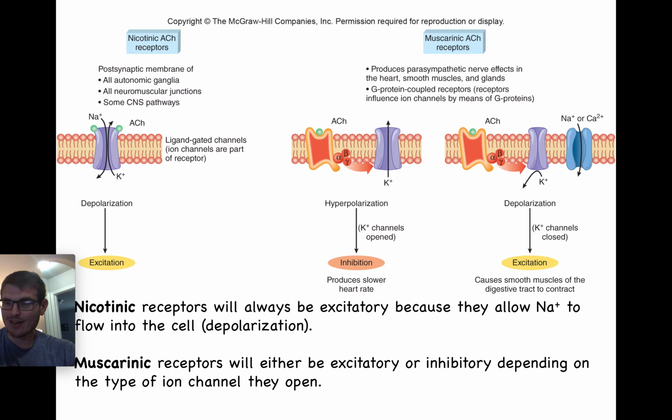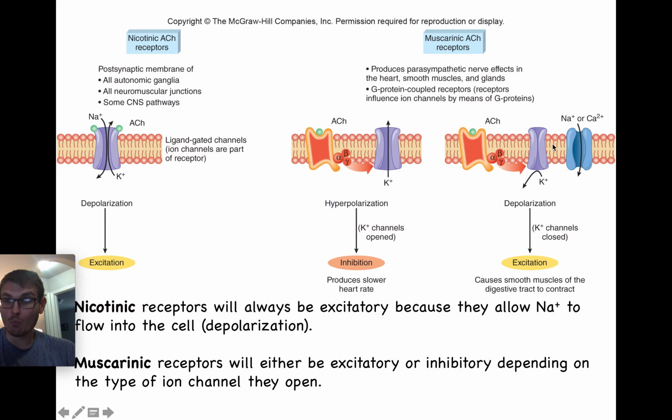Muscarinic receptors, on the other hand, are kind of an either-or situation. They're either excitatory or inhibitory. You're not going to know whether it's excitatory or inhibitory unless you know exactly what kind of ion channel is being opened. So we have two different examples here to show an example of each. In this example, acetylcholine binds to the muscarinic receptor and we open a potassium channel. Potassium flows from high concentration inside the cell to low concentration outside the cell. That causes the inside of the neuron to get less and less positive, more and more negative. That's hyperpolarization, and we understand that that is inhibitory.